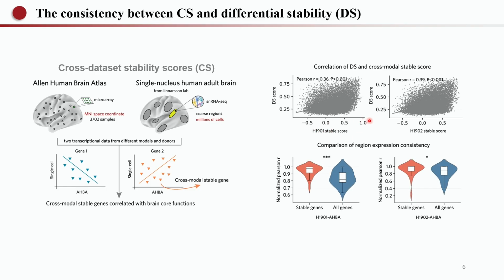Interestingly, we found a significant correlation between the CS scores and the DS scores, suggesting that spatially stable genes tend to maintain consistent expression profiles across different transcriptomic datasets.